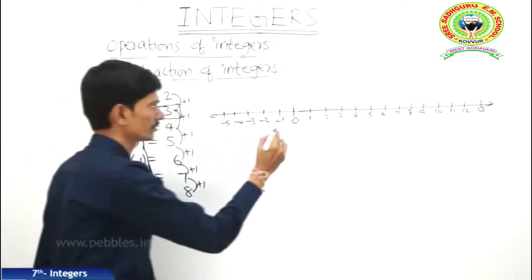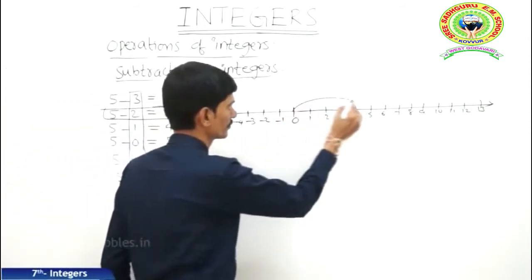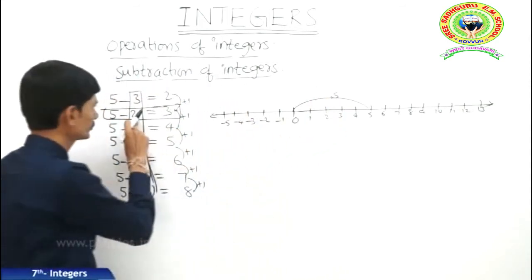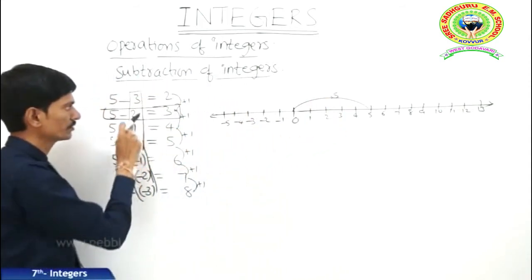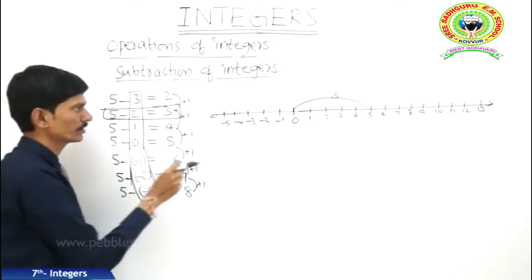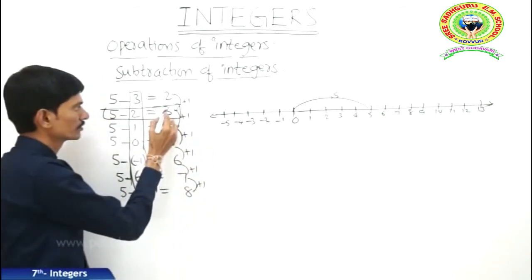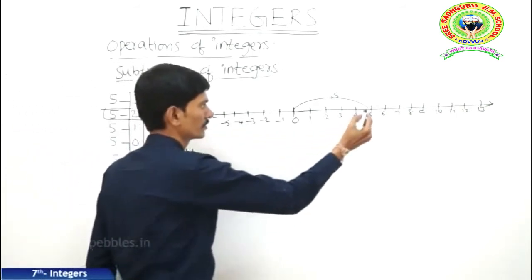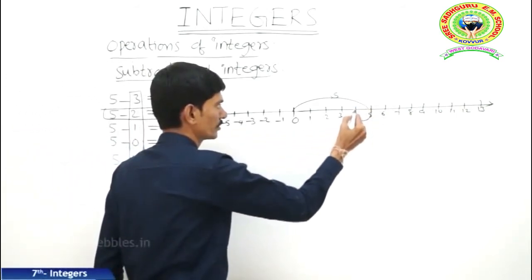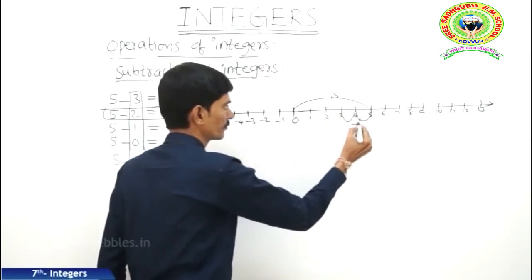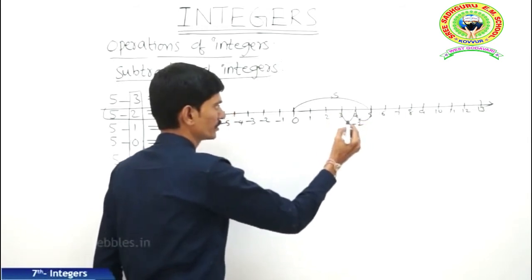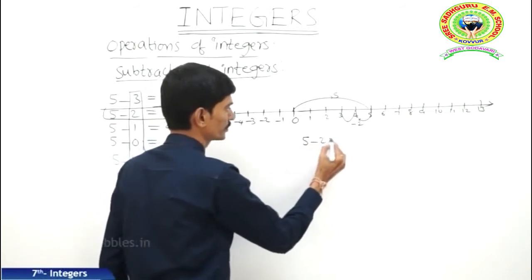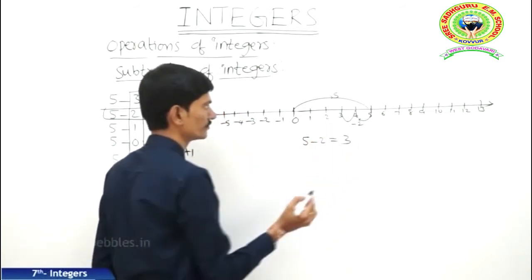So first we take 0 to 5, and here a positive number is subtracted. So when you subtract the positive integer, then we move left on the number line. So then we go 1, 2. So this is minus 2. So then we get the result, that is 5 minus 2 equals 3.